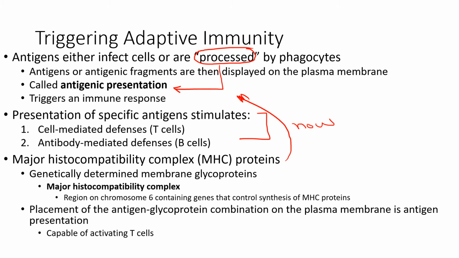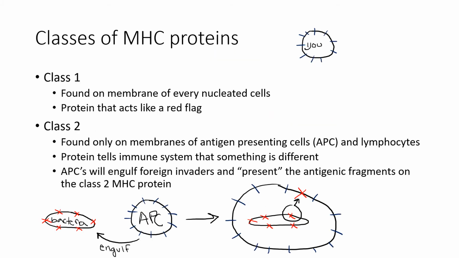But really quick, we do want to make sure that we know that the placement of the antigen glycoprotein combination on the plasma membrane is antigen presentation. So that is just as it is putting together the outside of it, it is presenting to other cells. Specifically, it is capable of activating T cells, that's pretty important, by how that combination is presented on the plasma membrane. That brings us to the two classes of MHC proteins.